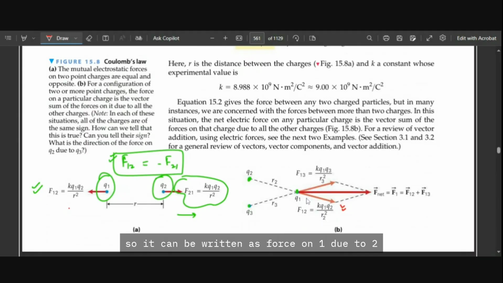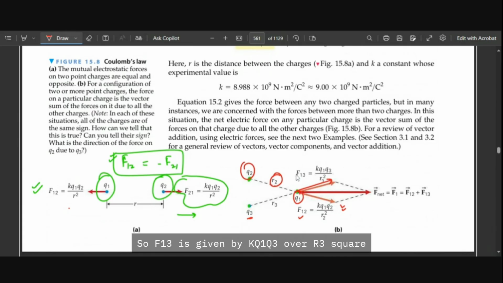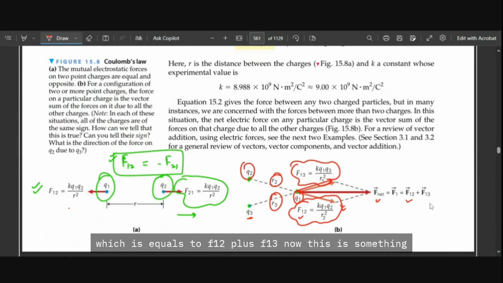So it can be written as force on 1 due to 2, F12, which is given by k q1 q2 by r2 square. Whereas if we have to find the force experienced by this q1 charge due to this q3, it is going to act in this direction. And this is something which you can write as F13. So F13 is given by k q1 q3 over r3 square. So in order to find the net force experienced by this q1 charge, we have to vectorially add these two forces, which is given by F net equals F12 plus F13.